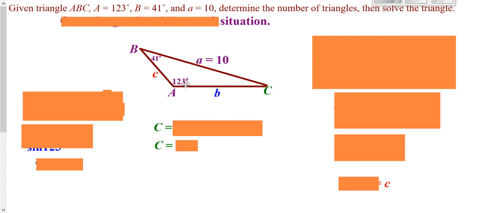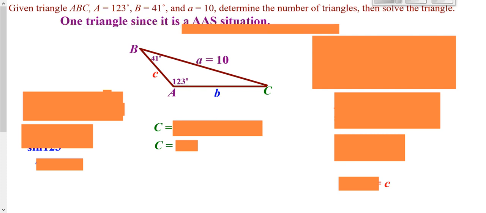But I don't have to be concerned about how many triangles are here because this is an angle, angle, side. I only have to be concerned if it's a side, side angle. I don't have that, so I just have to go ahead and solve it. To work this out, I have my opposite pair. I could find angle C, but I'm not going to use that yet. And I can't do side C, because I don't know angle C yet.